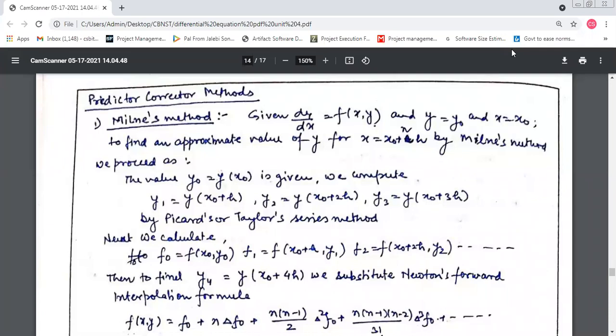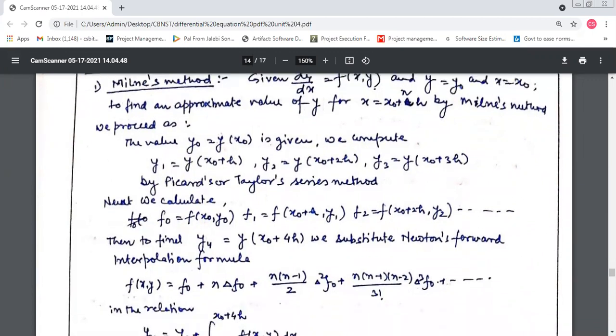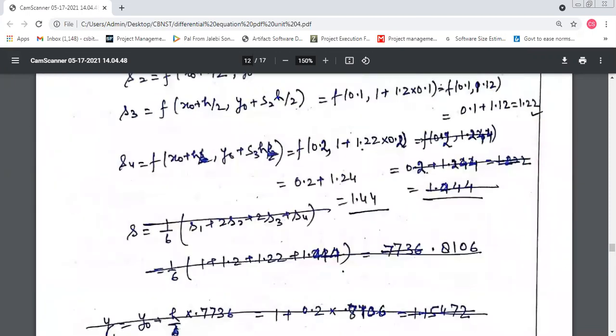Another method for getting the solution of an ordinary differential equation is the predictor corrector method. And in this predictor corrector method, we have many methods. The first method which is adopted in the predictor corrector method is Milne's method. Now, the predictor corrector method always says that first we predict the value and then we try to correct that value.